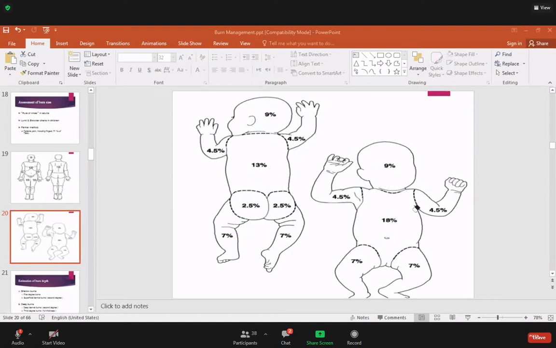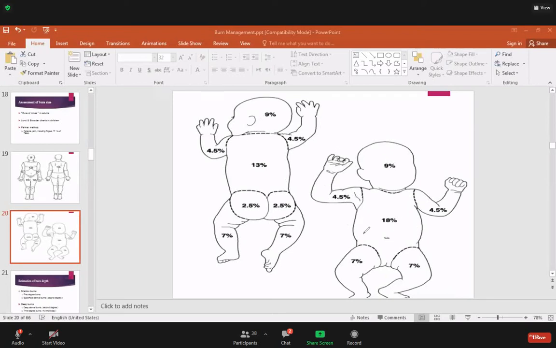Okay, for children, the criteria is slightly different. Most is the same, but they're slightly different. First, if we take the things that are the same, these are the limbs. Limbs are 9, just like we did in adults. The upper limbs are 9, anterior and posterior both. 9 for right and 9 for left. This is 4.5 of one half and 4.5 of the other half, so it is 9 in total for each of the limbs.